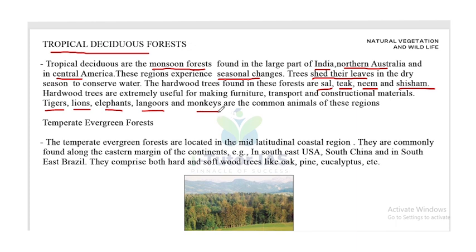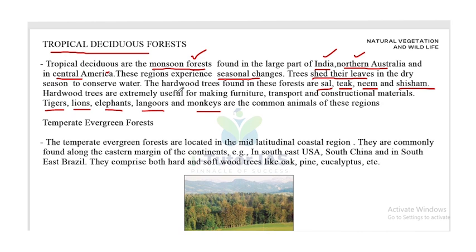Okay, so these are the common animals found in this region. That's about the tropical deciduous forest. First, they are also known as monsoon forest. They are mainly found in parts of India, Northern Australia, and Central America. They experience seasonal changes, so they shed their leaves in the dry season to conserve water loss.